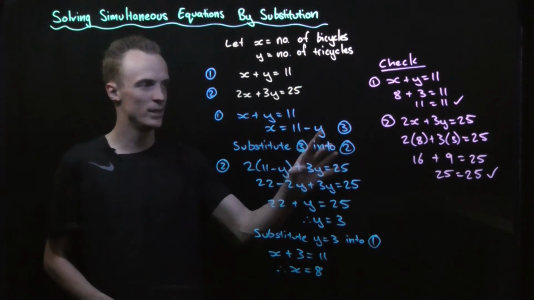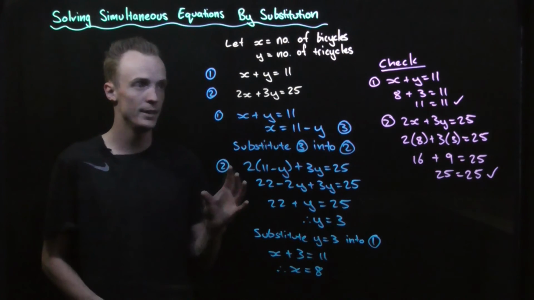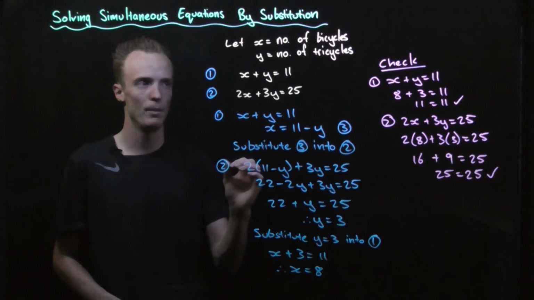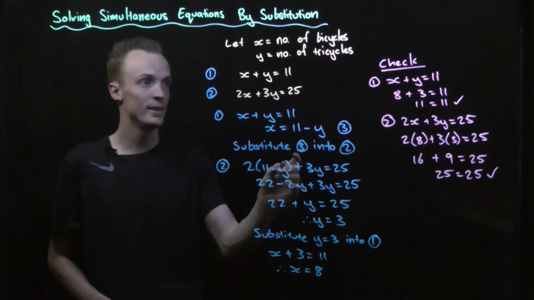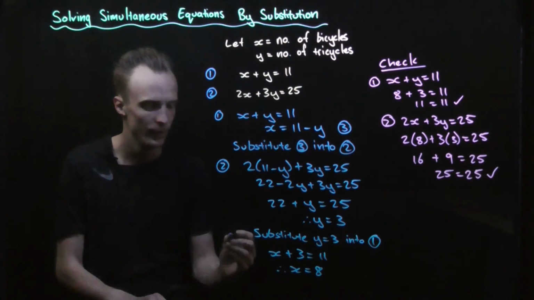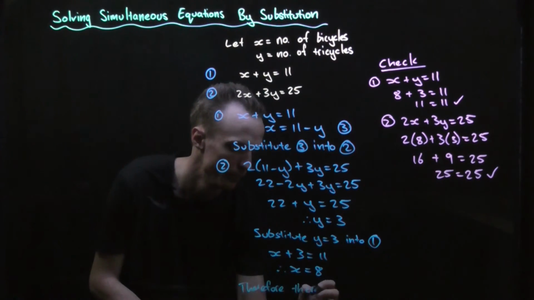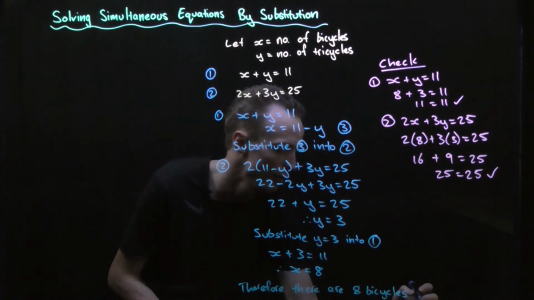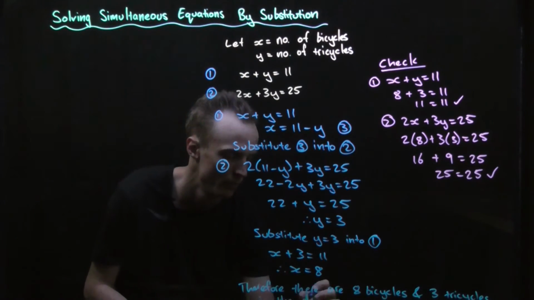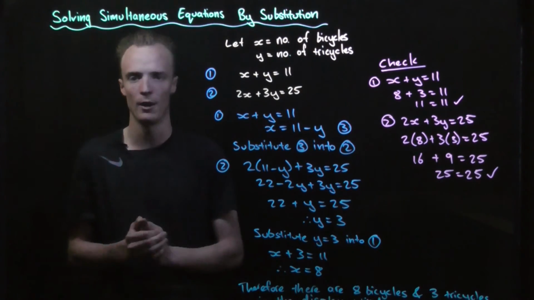So our check step has verified that the x value and y value that we found is the solution to both equations. But what does that mean in terms of our problem? Well, our x represents the number of bicycles and our y represents the number of tricycles. So therefore, there are 8 bicycles and 3 tricycles in the display window, which we know to be true from our previous video.